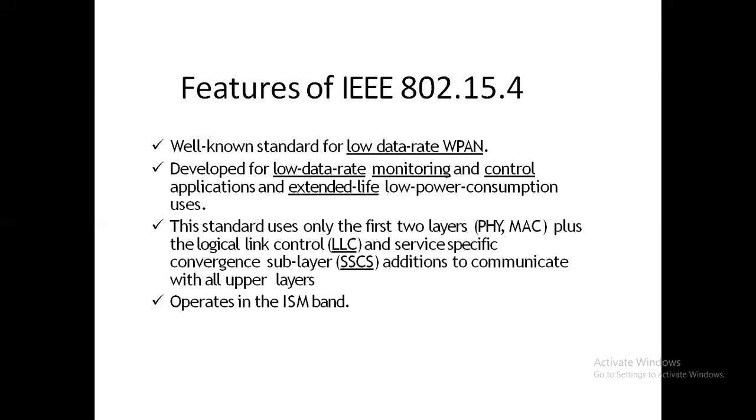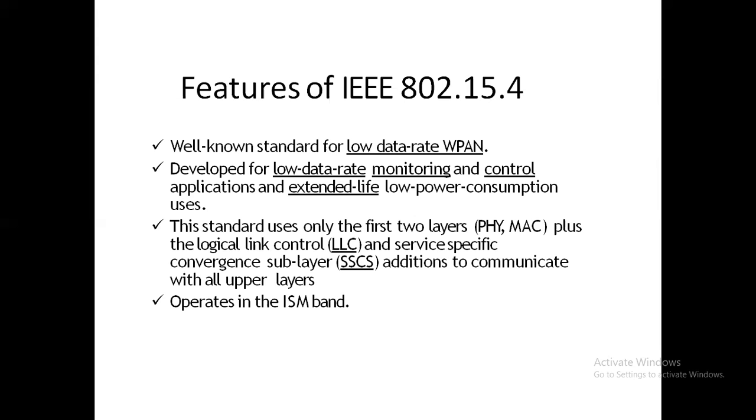So the first thing is IEEE 802.15.4, the first communication protocol. We'll see the features of this. A well-known standard for low data rate WPAN. It was developed for low data rate monitoring and control applications, with extendable life and low power consumption.